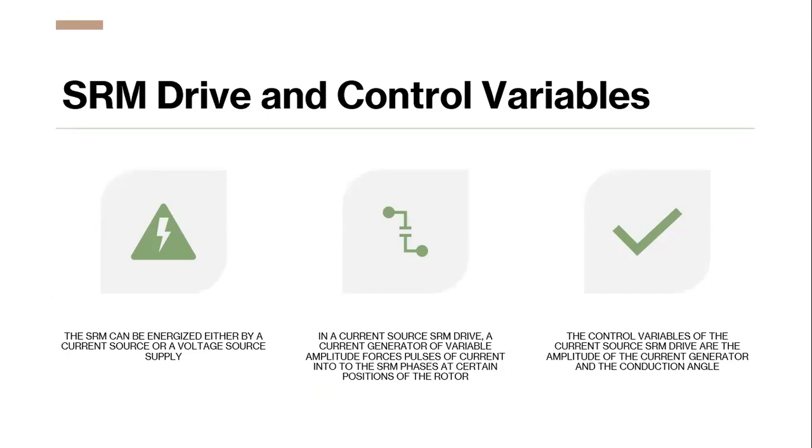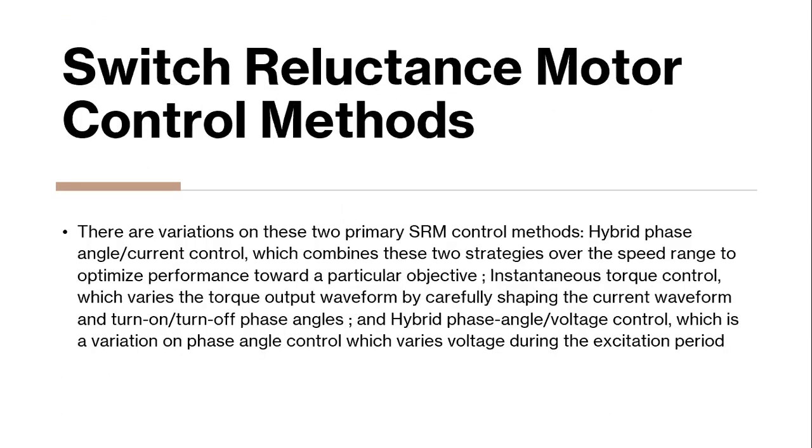Now we have to go to which control variables will control this SRM drive. The SRM drive is enabled by the voltage source as well as the current source, so we have two variables. First is the current source and second is the voltage source. Third is the position of the rotor. And fourth is the amplitude of current as well as the conduction angle. We also use these variables for this control.